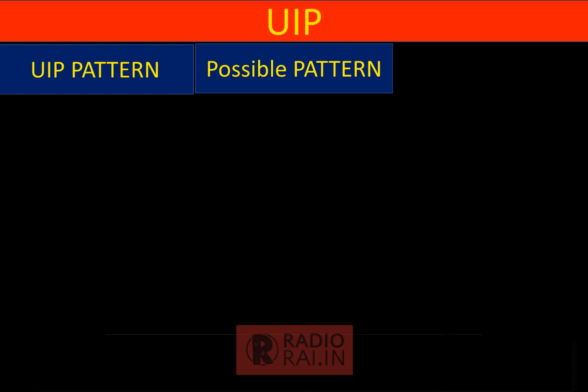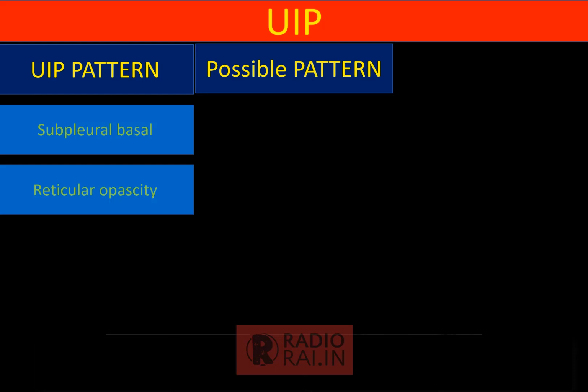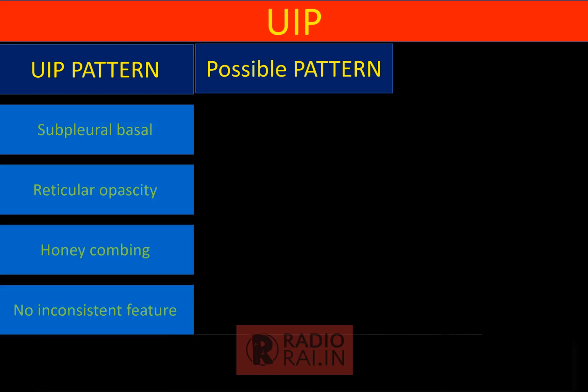Now whenever we see patterns in the chest, the first thing is we have to see whether it is a UIP pattern. When do I say whether it is UIP pattern? Subpleural basal predominance, as I told, reticular opacity is present, honeycombing, and no inconsistent features. What are inconsistent features? Like how I said, ground glass opacities, they are inconsistent features. Ground glass is more towards NSIP. So there are some others which I'll tell you.